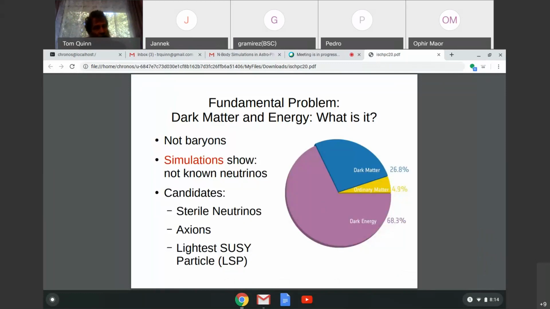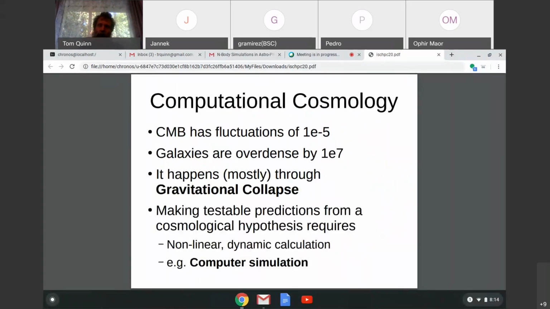That there are these candidates, and we'd like to be able to distinguish between the candidates to further understand what the dark matter and dark energy is. And so that brings us to doing the computational cosmology. And here I'm just motivating why we need large computational resources to do these kinds of simulations.